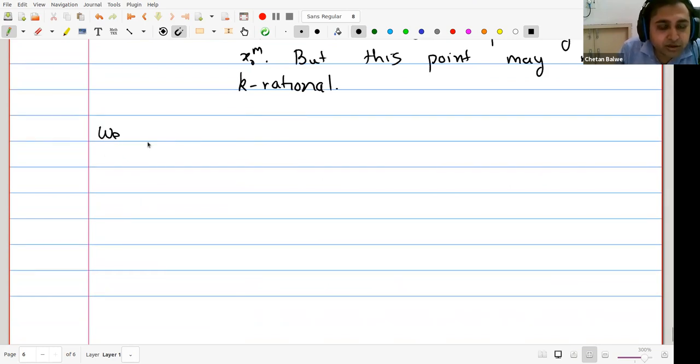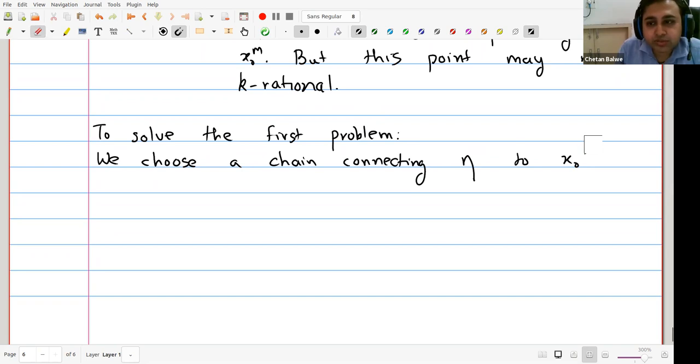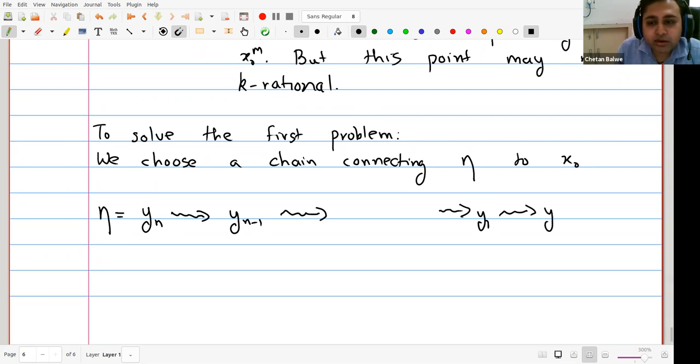So to solve the first problem, we choose a chain connecting eta to the m to x naught to the m. So maybe I will just say eta to x naught. So then I have got this kind of situation. So eta is equal to say yn. This gets connected to yn minus 1. This gets connected to something and so on. And then finally I have y1, and this gets connected to y0, which is my x0.